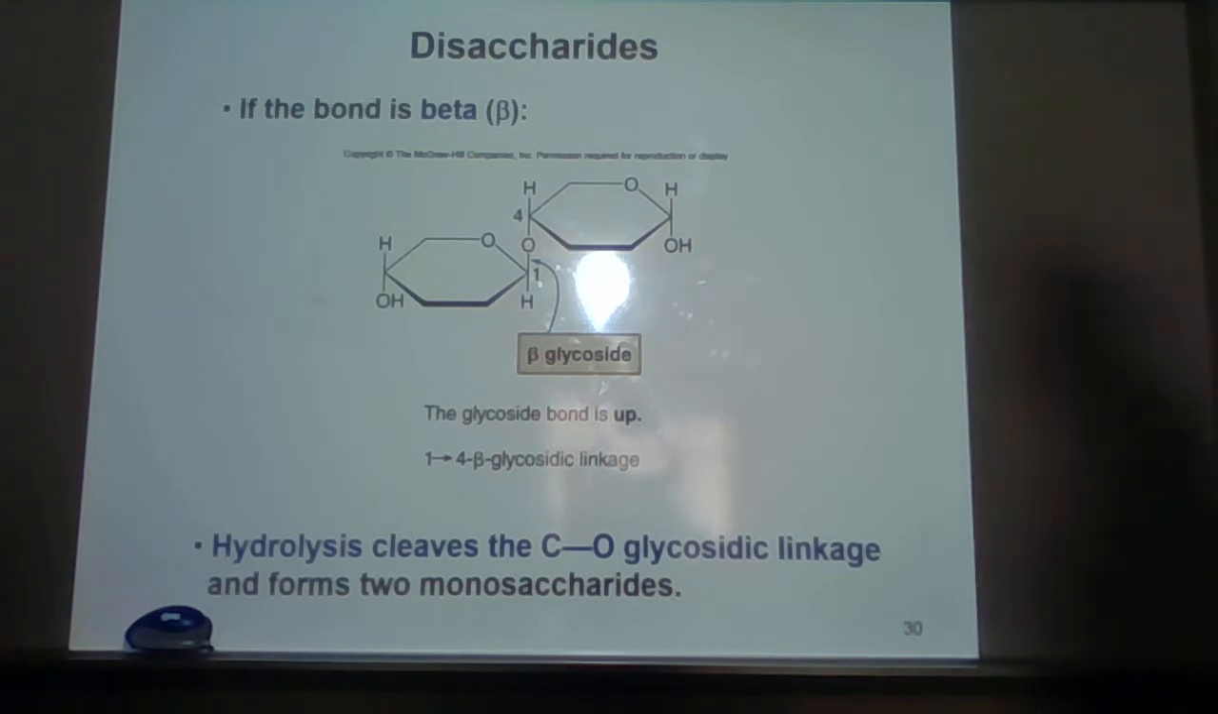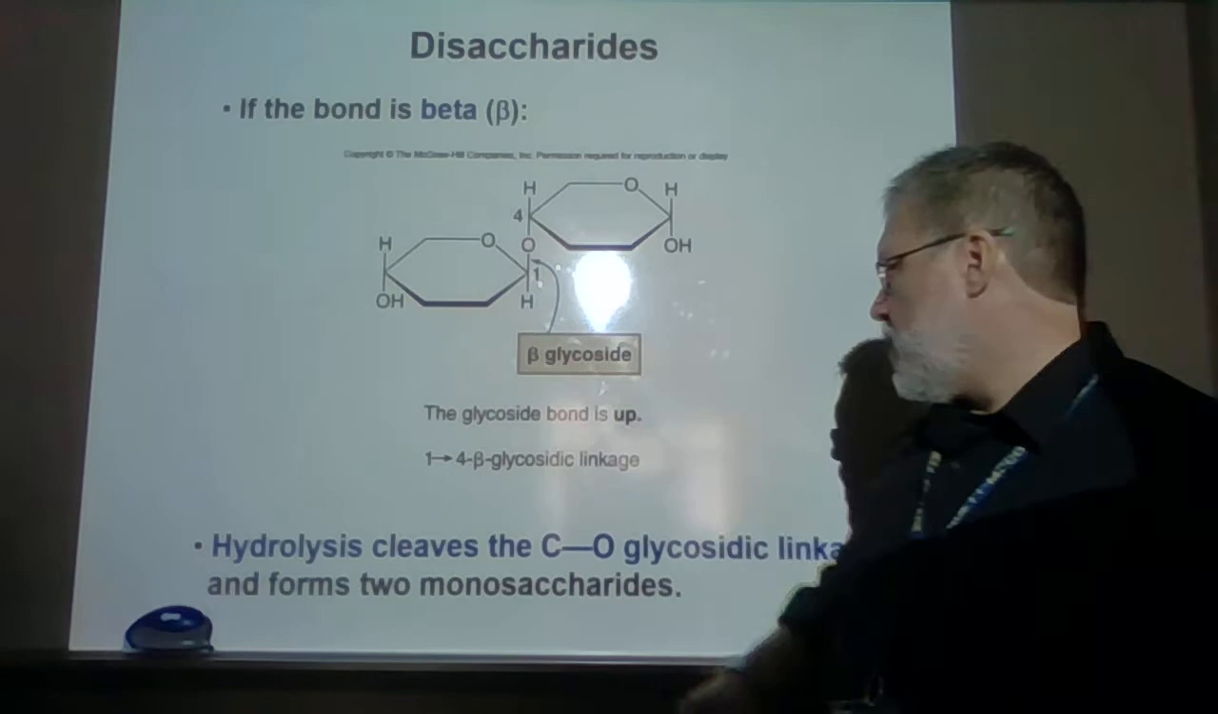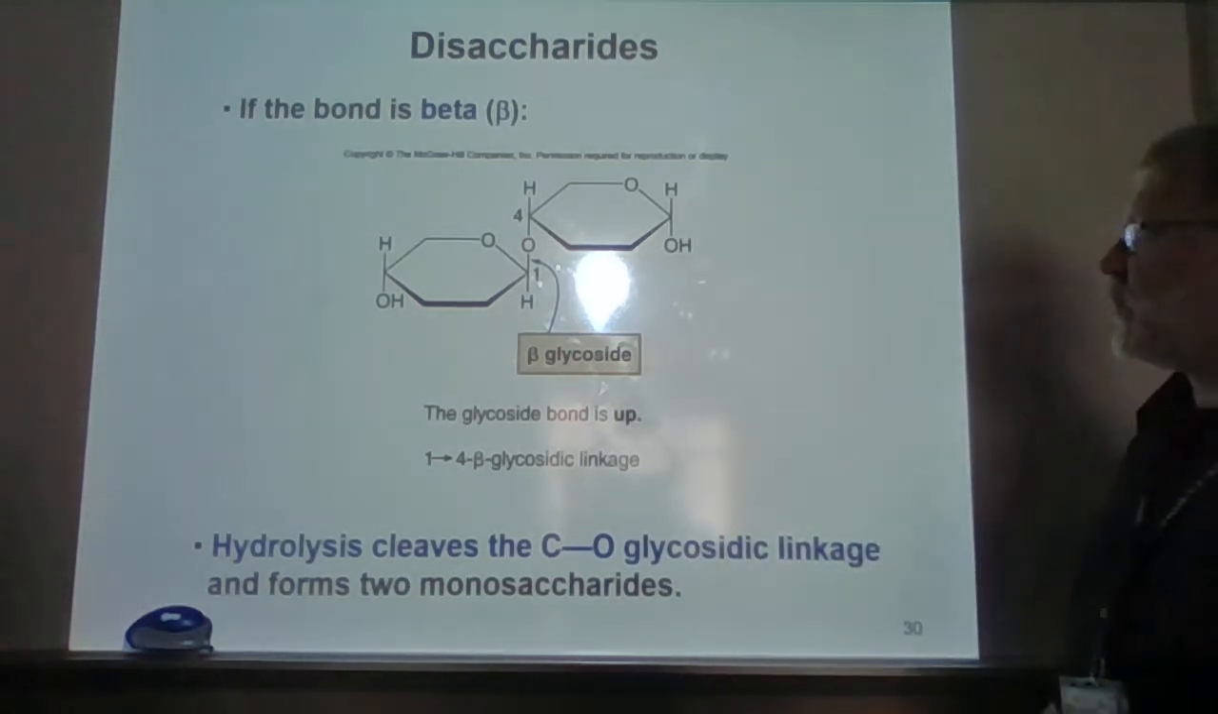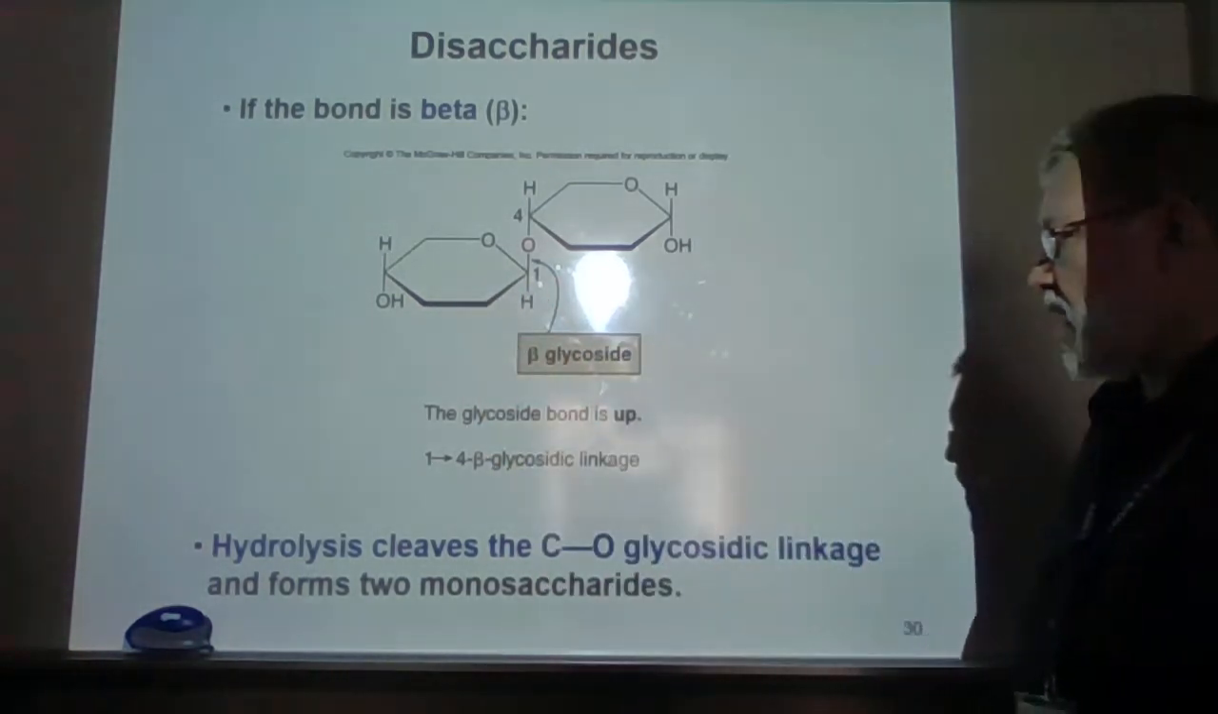Hydrolysis of this carbon-oxygen bond breaks it and would form monosaccharides.